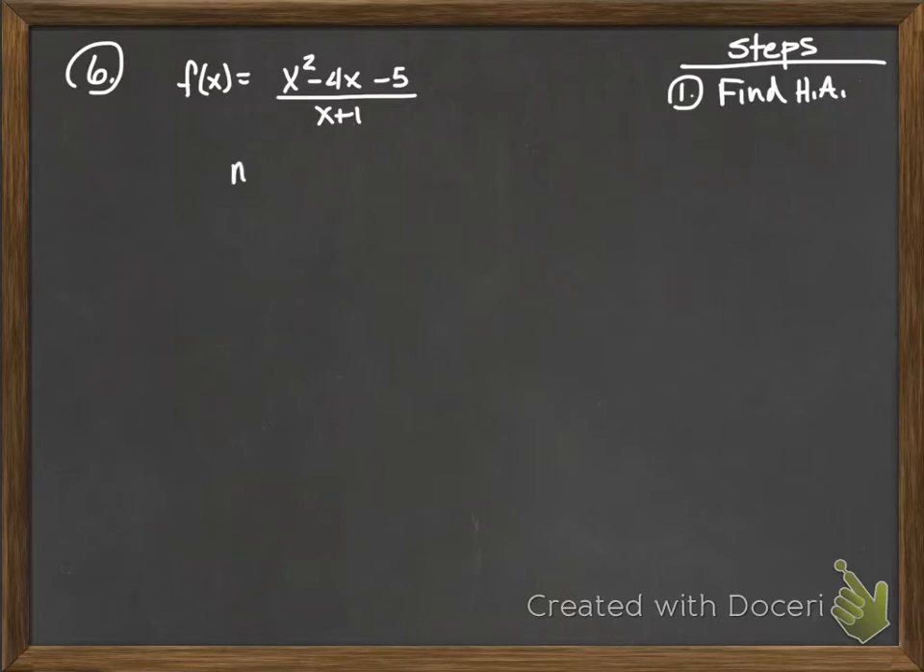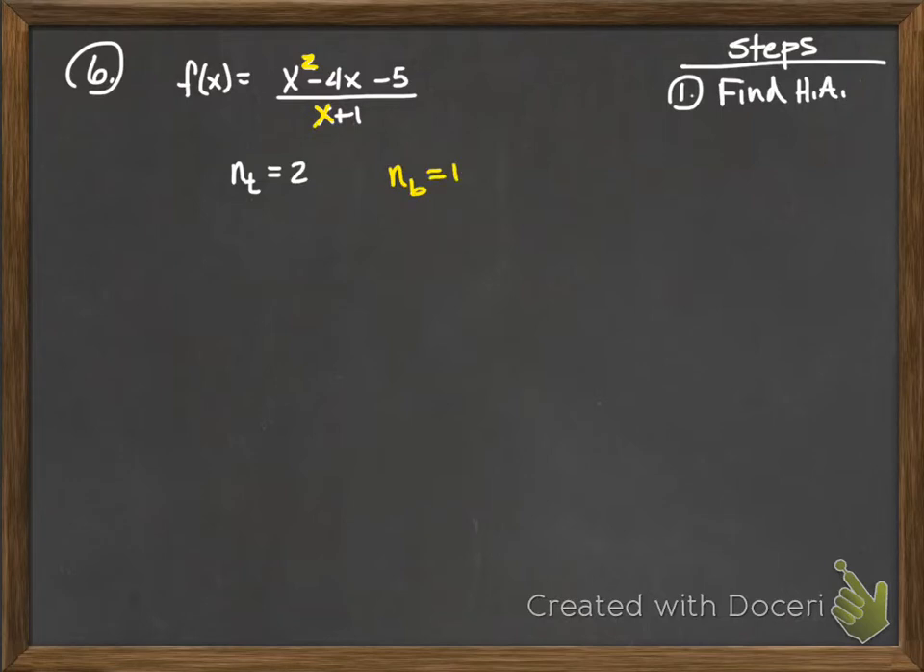Okay, so we look at the degree of the top. Well, the degree of the top in this case is 2. If you remember, the degree is the highest exponent, and its highest exponent is a 2. The degree of the bottom is just a 1 because we have an x.